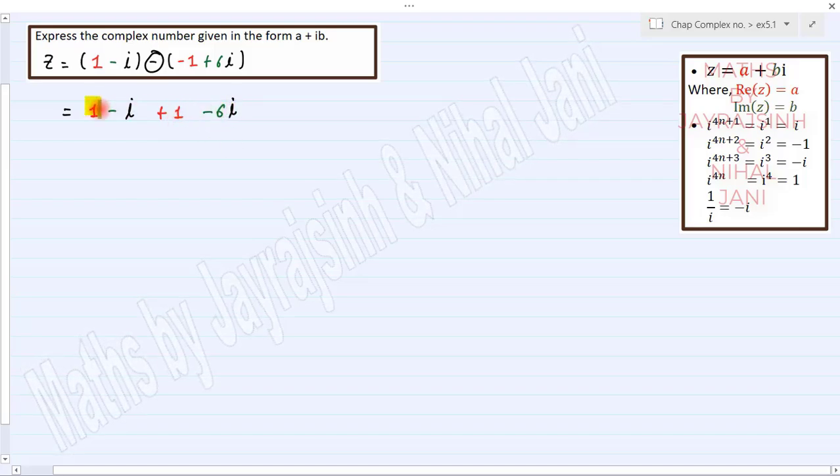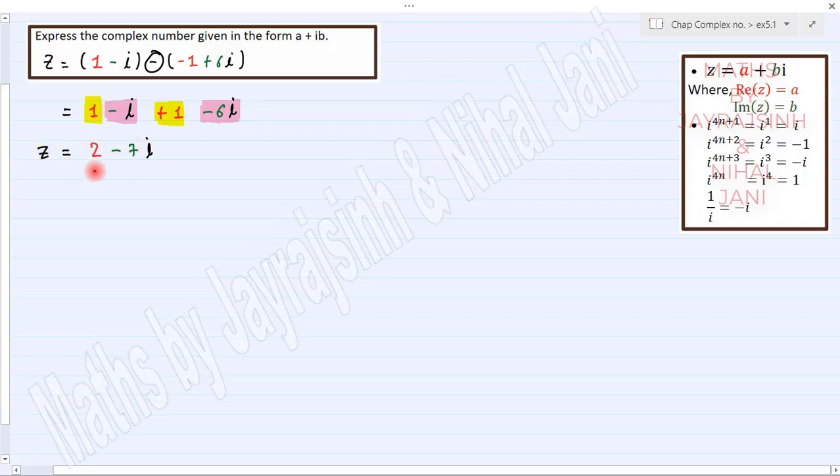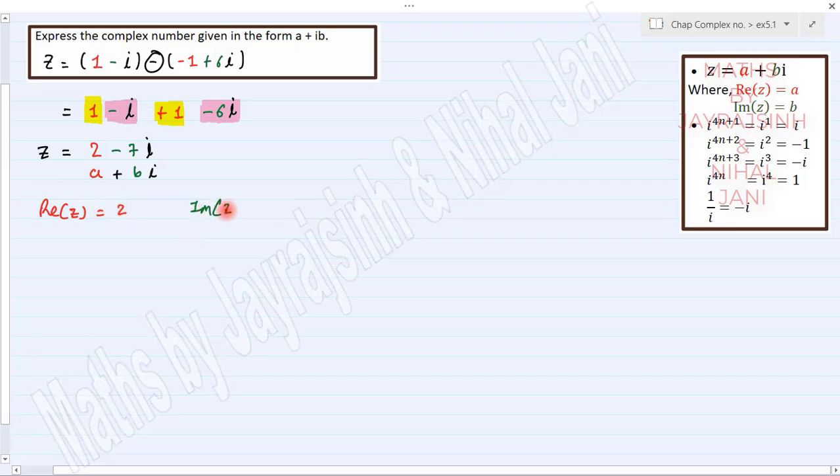Now for simplification we have to collect all the real terms. So 1 plus 1 will become 2, and the imaginary terms are minus i and minus 6i will give us minus 7i. So we get our complex number z in the form of a plus bi, where real part of the z is 2 and imaginary part of the z is minus 7. Ta-da!